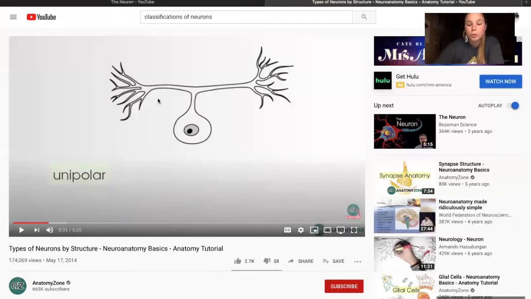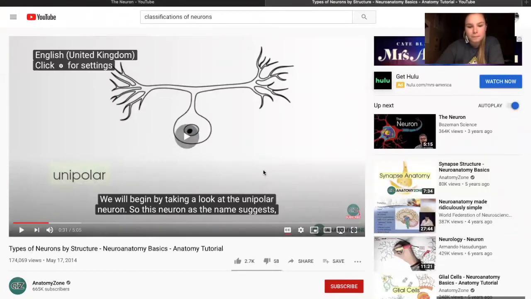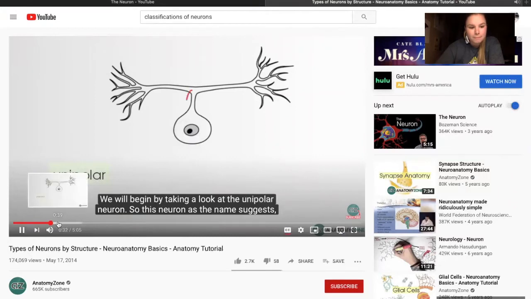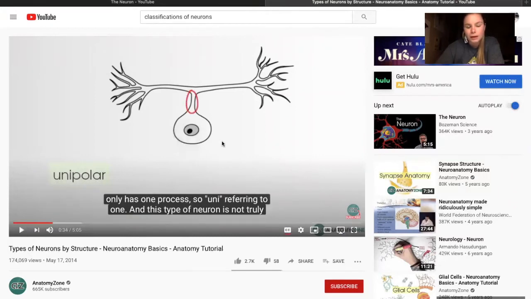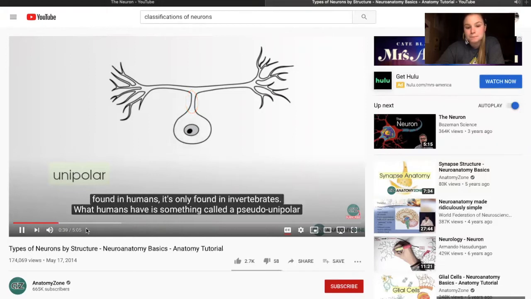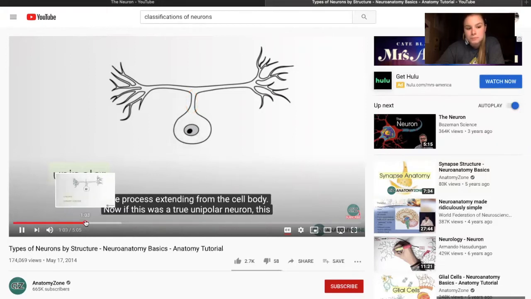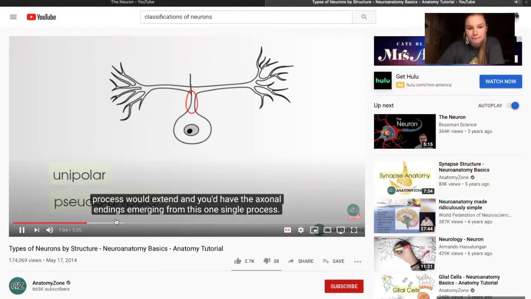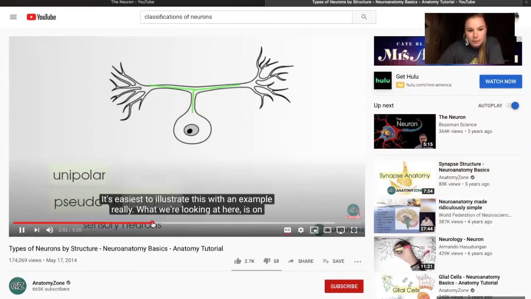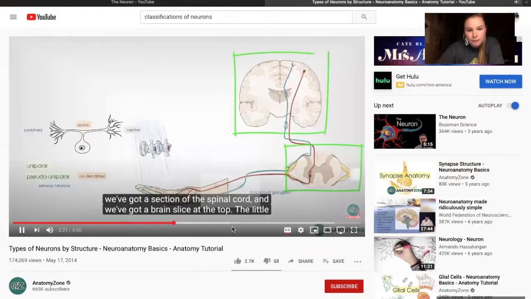All right, so this is unipolar. This neuron, as the name suggests, only has one process. This is our important piece. It may have this long axon, and it has dendrites on this side and dendrites on this side, but it only has one process. This type of neuron is not truly found in humans. It's only found in invertebrates.